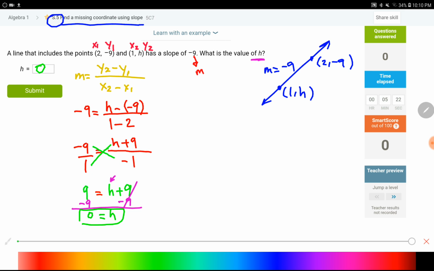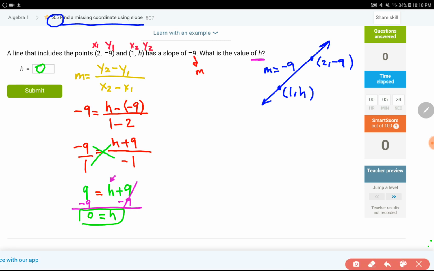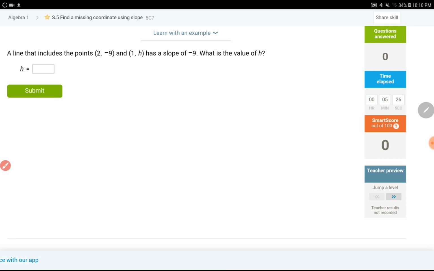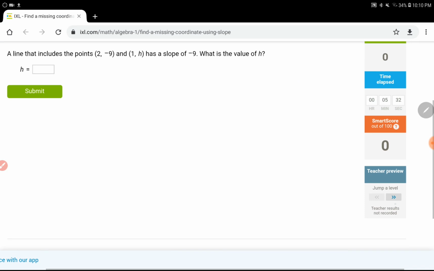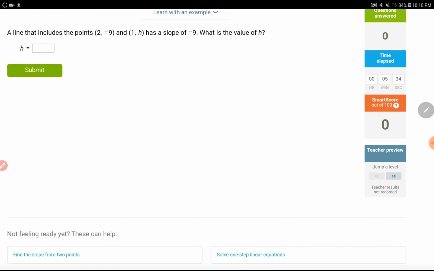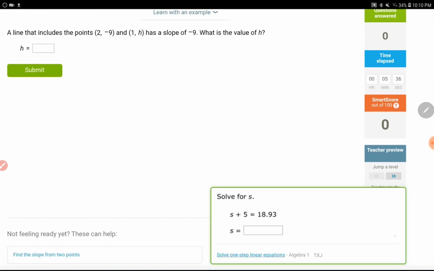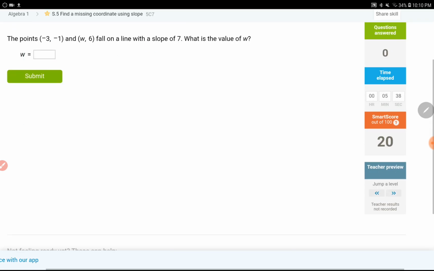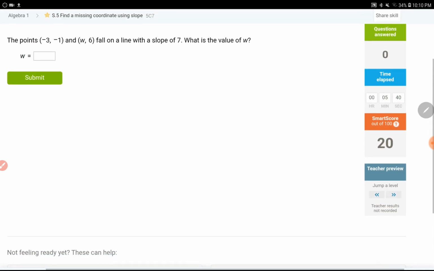Okay. Moving on to the next level. Let's see how many points you need for the next level. Wait, it's taking time. Okay, finally. That took a while.